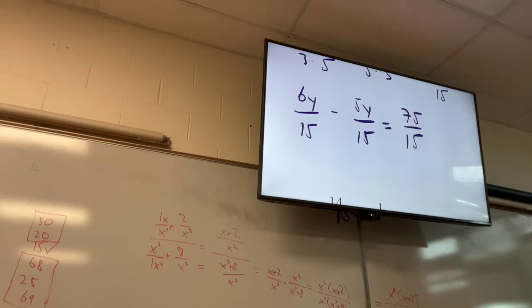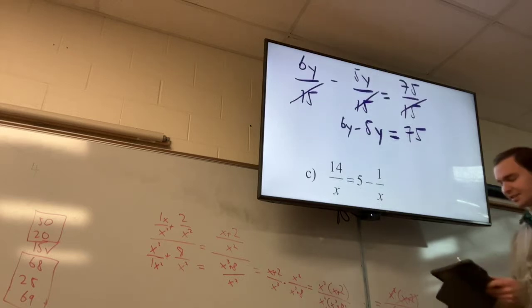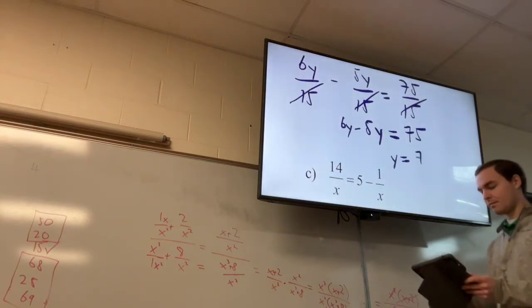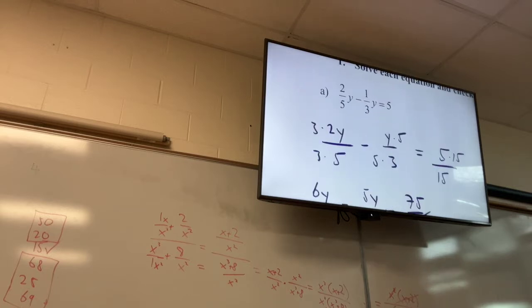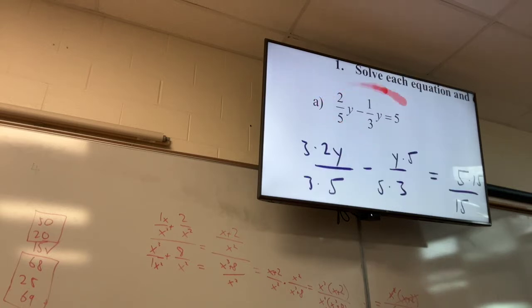So the second step is what? Once you have the same denominator, what happens to it? Just goes away. So we have 6y minus 5y equals 75. The last step is solve for y. So this is just y equals 75. Okay? That's my answer, but I need to make sure I do what? How do you check your answer when you solve for a variable? Plug it in. You plug the variable back in, okay?